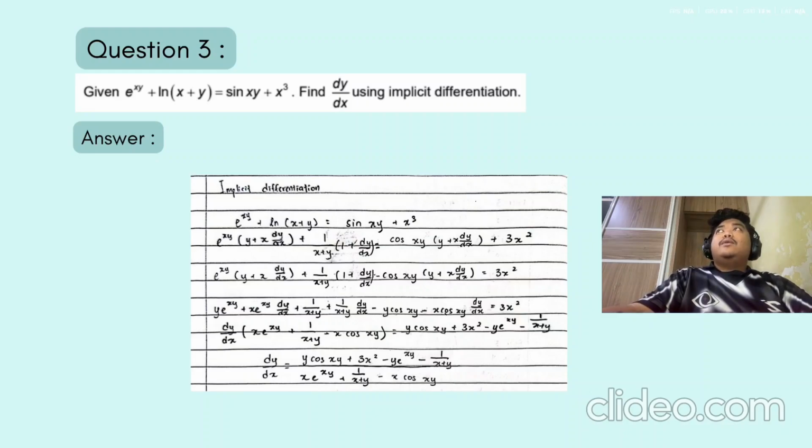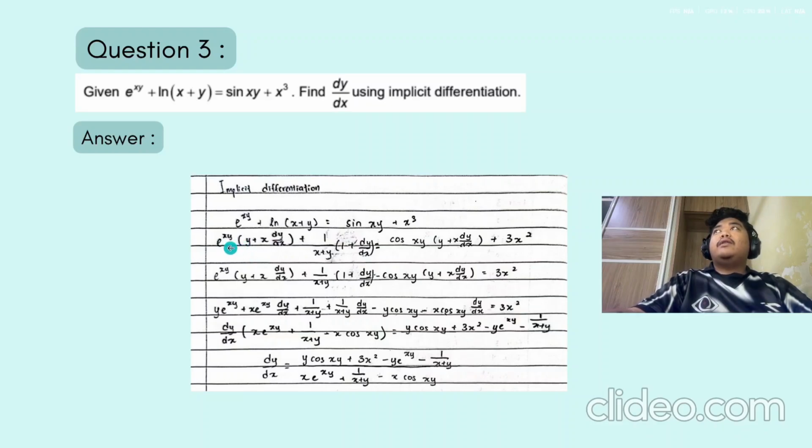On question 3, we are given e to the power of xy plus ln(x + y) equals sin(xy) plus x cubed, and we are asked to find dy/dx using implicit differentiation. So in this question, we have to differentiate x in terms of y.